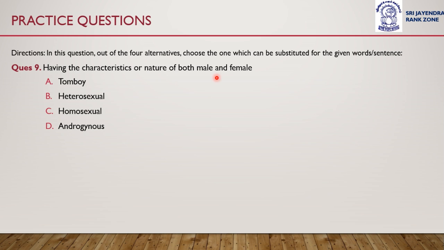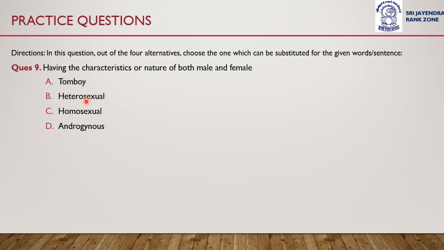Having the characteristics or nature of both male and female. So option A, tomboy, is not correct. Why? Because tomboy is used to refer to the girls who behave like boys. It cannot be used interchangeably for the boys. It is only used for the girls. So tomboy cannot be used to define someone who has characteristics or nature of both male and female. Okay, so tomboy can be eliminated.